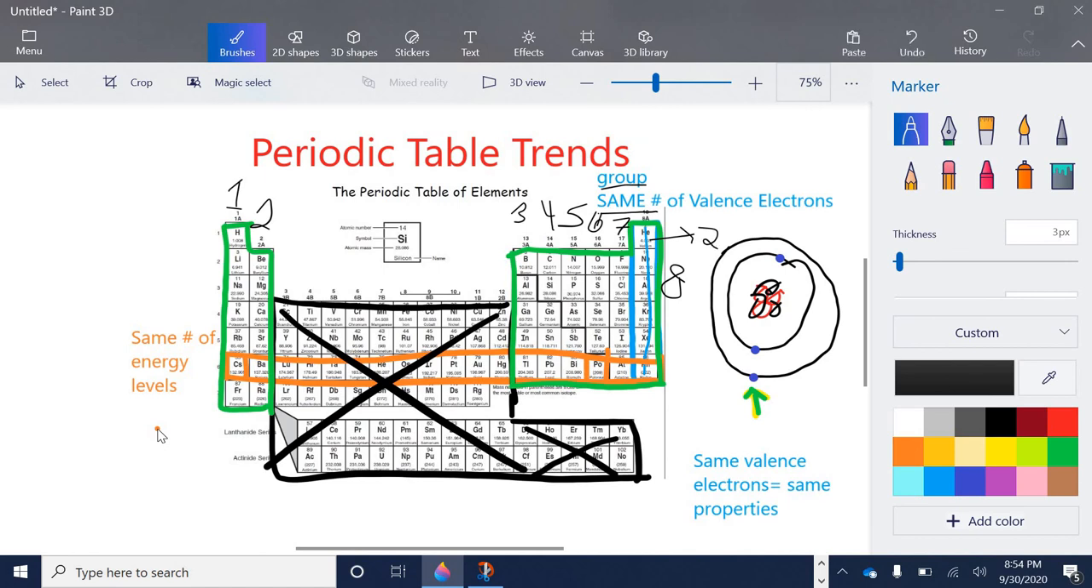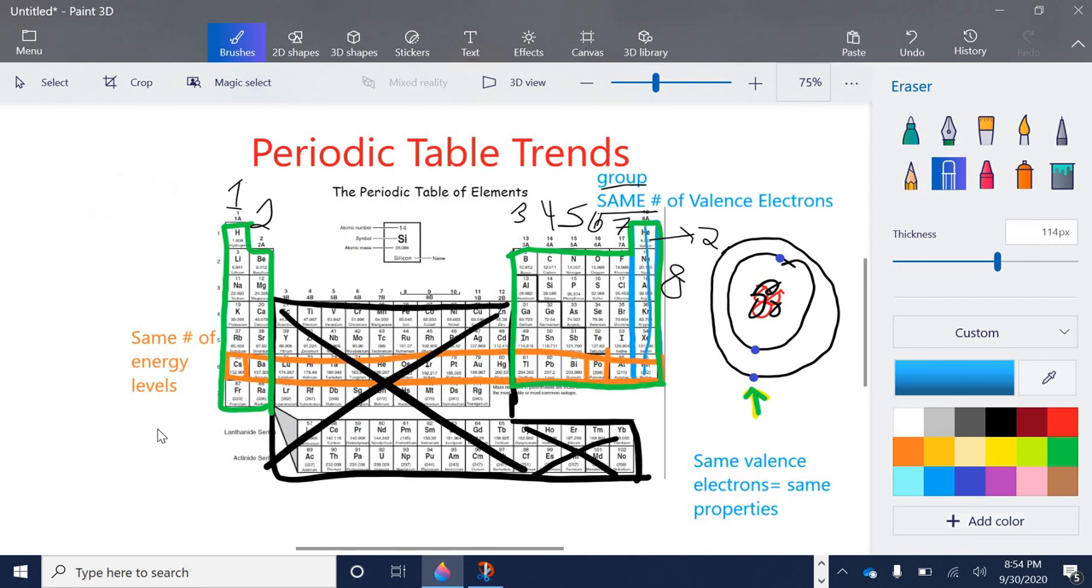Helium has 2. The reason helium is an exception is it only has 1 energy level, and that first energy level on helium, just going to draw 1 dot for our nucleus, can only hold a maximum of 2 electrons. So since it only has that 1 first small energy level, it can only hold 2 valence electrons, not the usual 8. So it is the only one of those noble gases that only has 2.